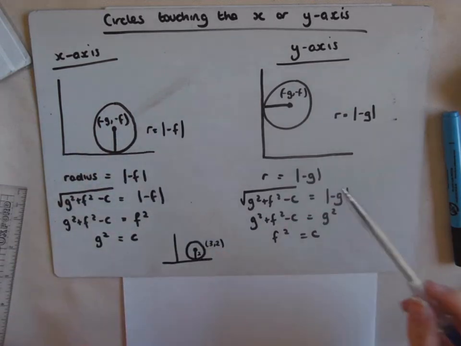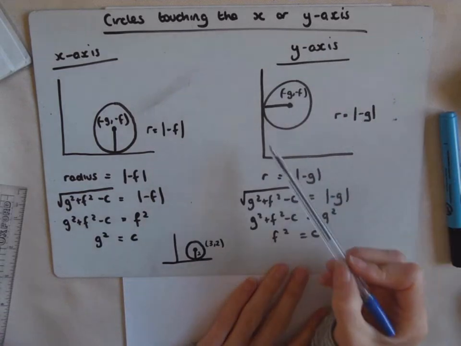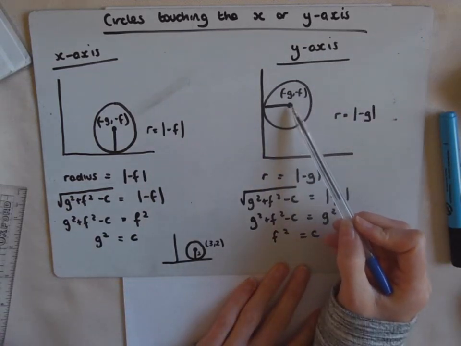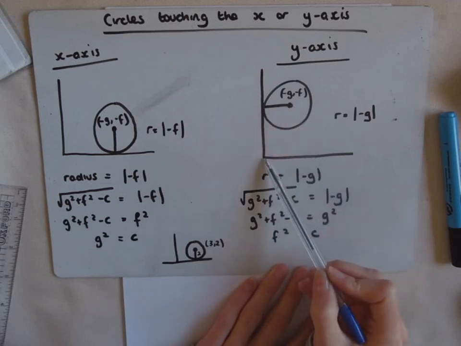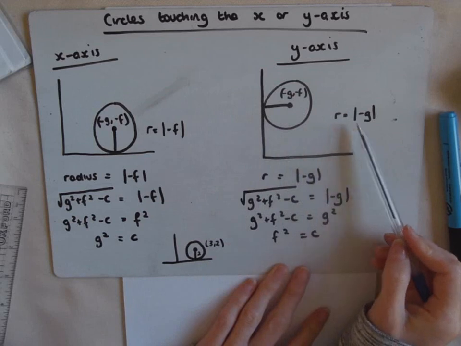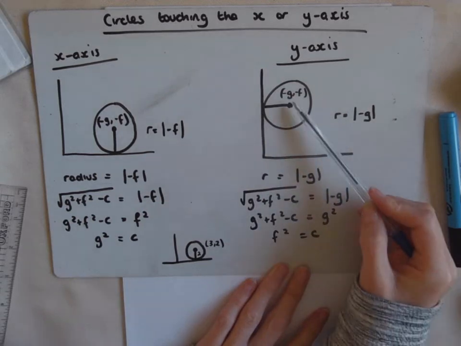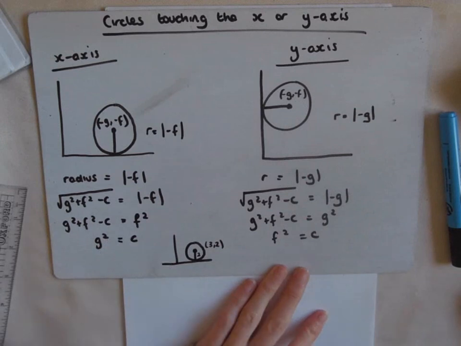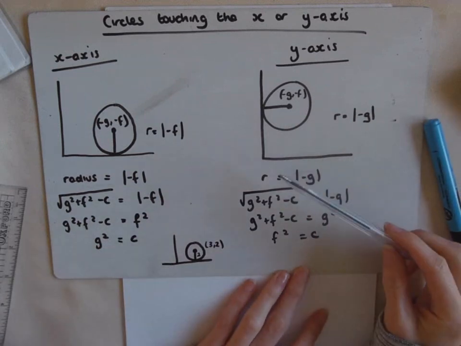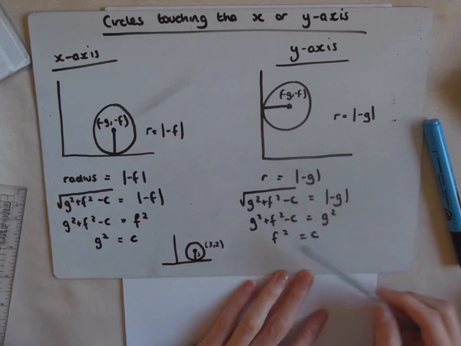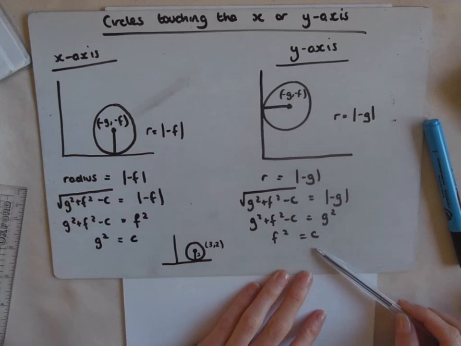Same with the y-axis. You go over x and you go up to get the centre. So the distance you went over for the x is the same as the radius. So the radius is the absolute value of the x-coordinate, or the absolute value of whatever minus g is. Because we're dealing with circles, we use minus g, minus f. So again, the radius is the absolute value of minus g. Use your formula, square both sides, g squareds cancel, f squared is equal to c.